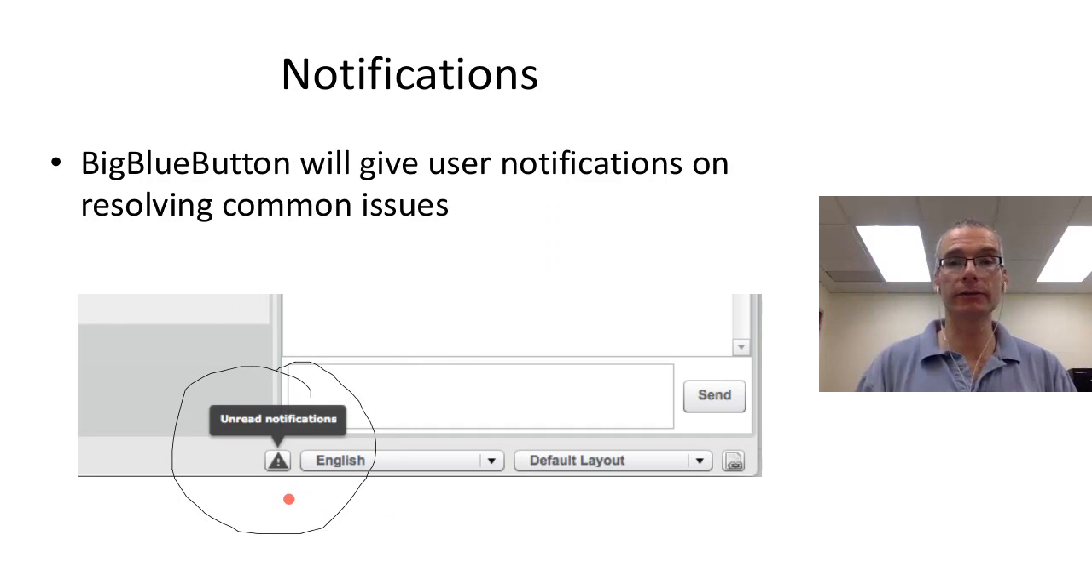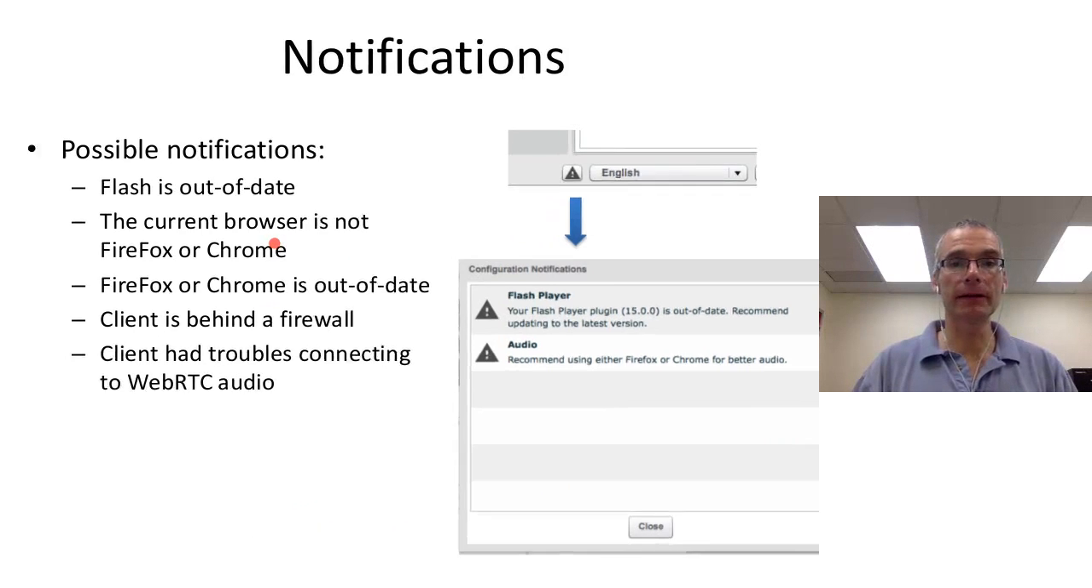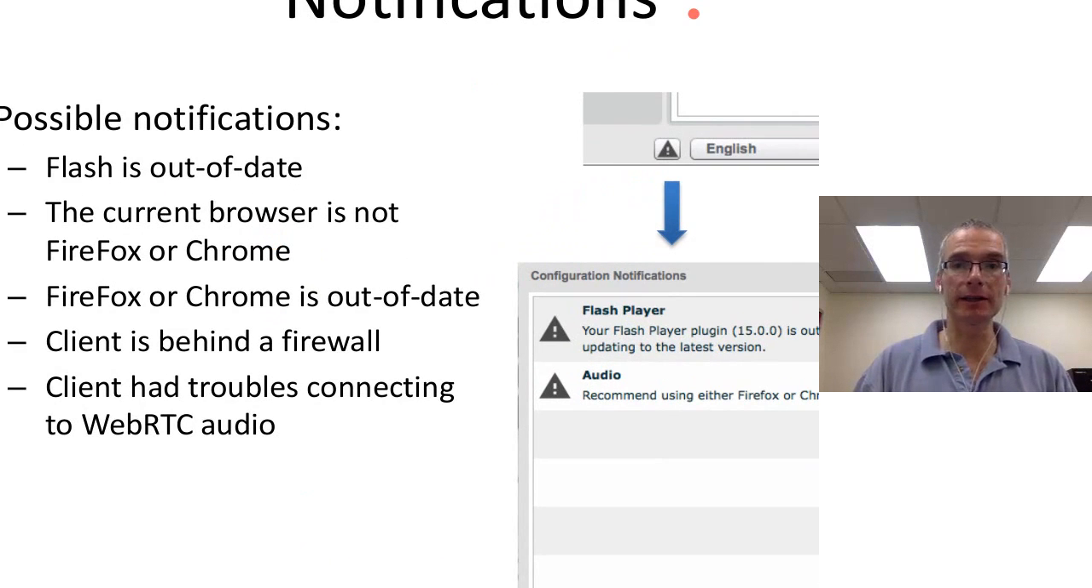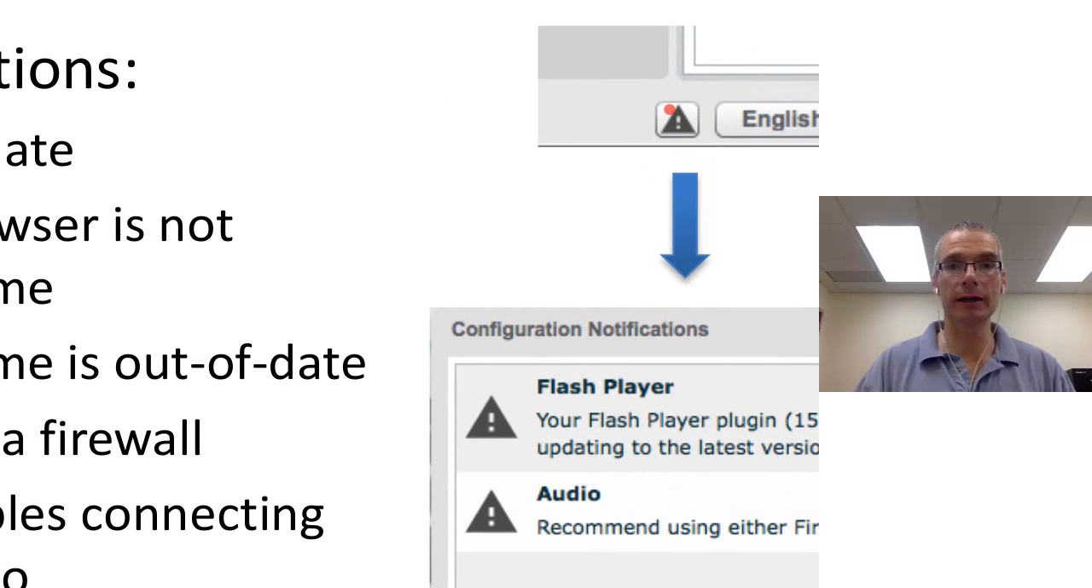that said unread notifications. So what we've done is we built in some feedback that, hey, when BigBlueButton starts up, it takes a look at your environment and does a few quick checks just to see if you've got the latest version of Flash, if you're using Firefox or Chrome, if the browsers are out of date, and if you're behind a firewall as well. So if you see a warning or a notification, just click it, and maybe there's some things that you can do, such as switching to Firefox or Chrome.